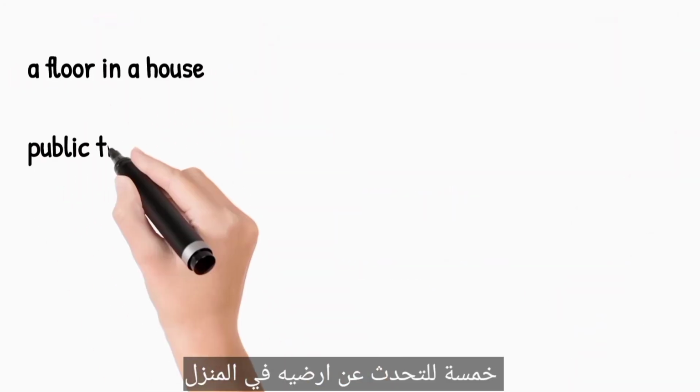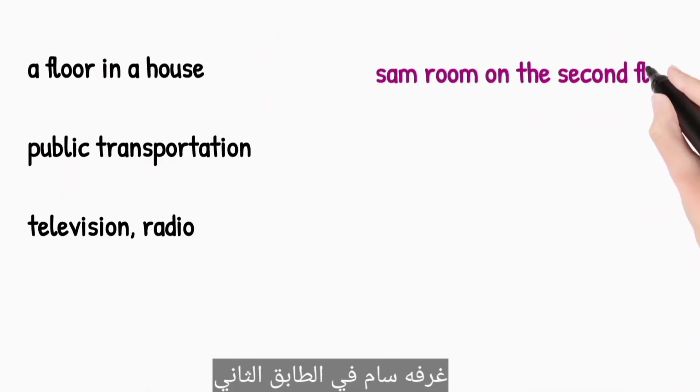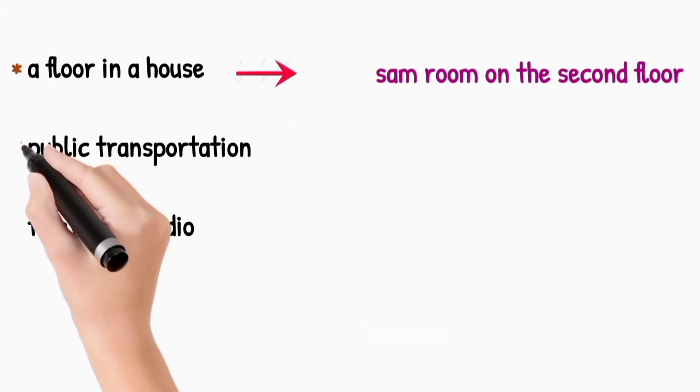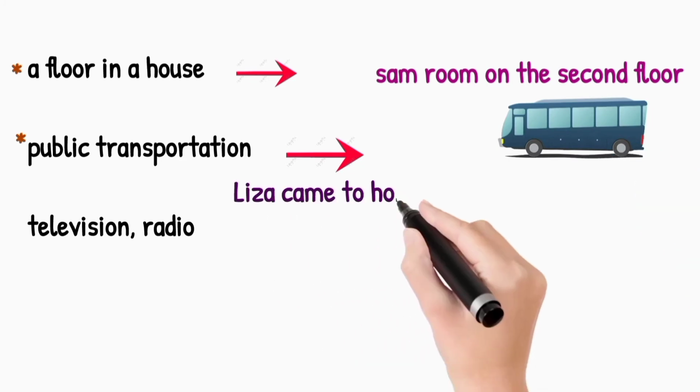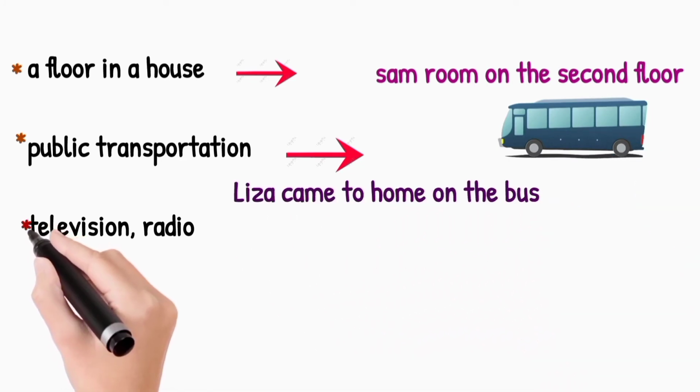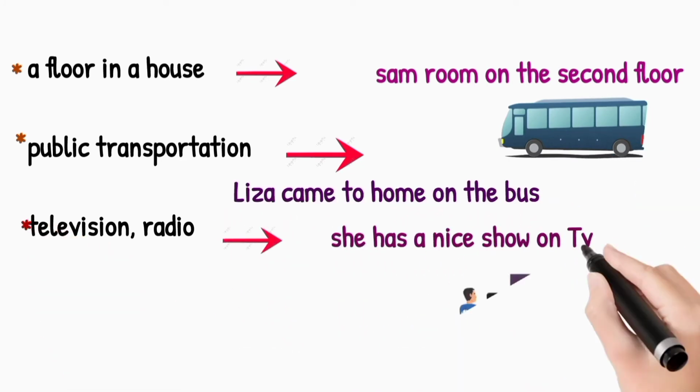Five. For a floor in a house. Sam's room is on the second floor. Six. For public transportation. Liza came home on the bus. Seven. For television, radio. She has a nice show on TV.